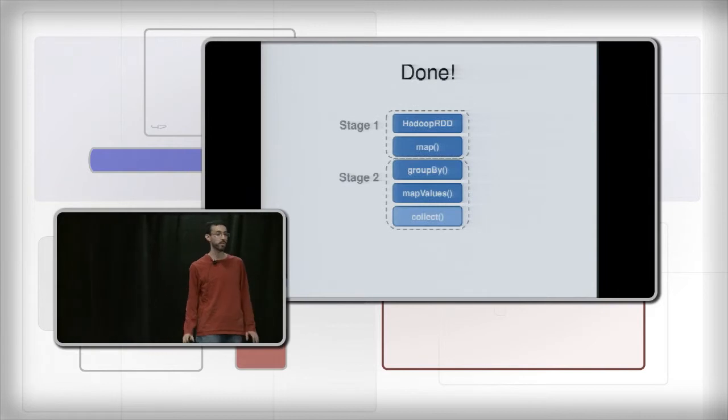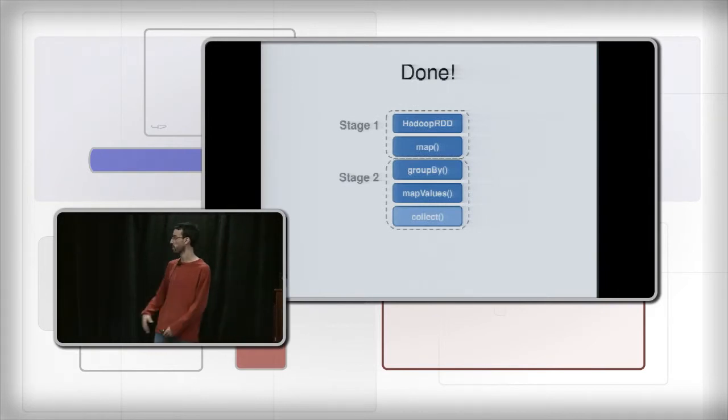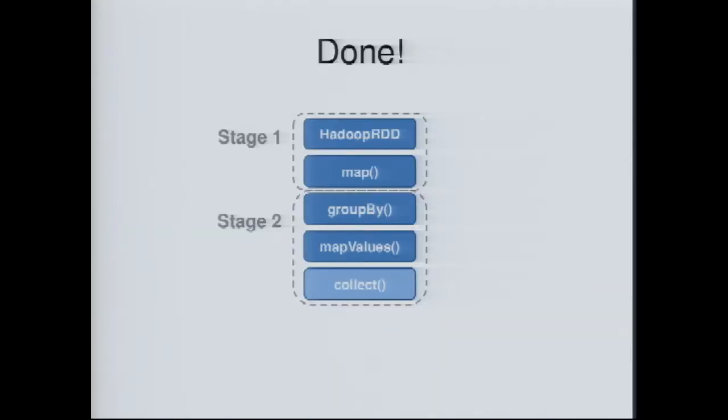All right, and you'll note that we're actually done. That's all we needed to do. We've executed our stage 1, we've shuffled our data around, we know how to execute the group by, and now it's just a matter of scheduling these tasks for stage 2 on our node.